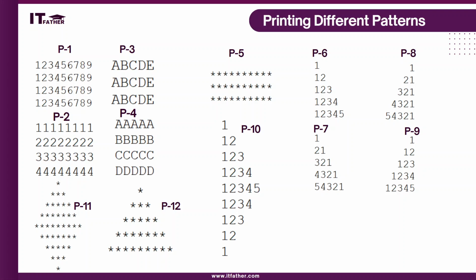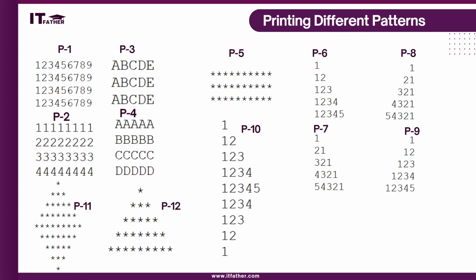We have been given 12 patterns, so we are going to learn all the pattern printing. First of all we are going to start with pattern number 1 and pattern number 2, P1 and P2, right? P1 is printing 1 2 3 4 5 6 7 8 9, 1 2 3 4 5 6 7 8 9. First of all we have to understand how many rows and columns are involved.